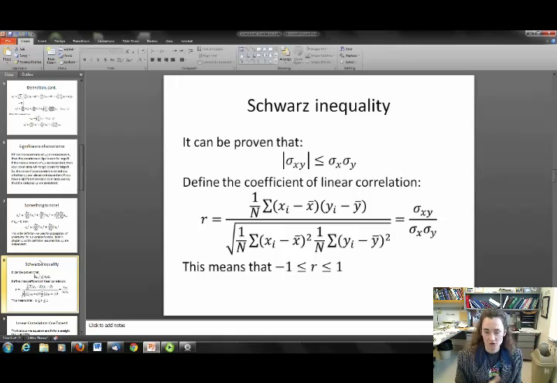But it can be proven that the absolute value of your covariance, sigma xy, is less than or equal to the standard deviation of x times the standard deviation of y. I'm just going to lay that out there and say that that's true. Let's then define what we're going to call the coefficient of linear correlation, most commonly known as the variable r. So r is equal to my covariance, sigma xy, divided by sigma x times sigma y. And that's this nasty looking thing here. If we use the Schwarz inequality and hold that as true, then basically what we're saying is that r is always going to be a number between -1 and 1.